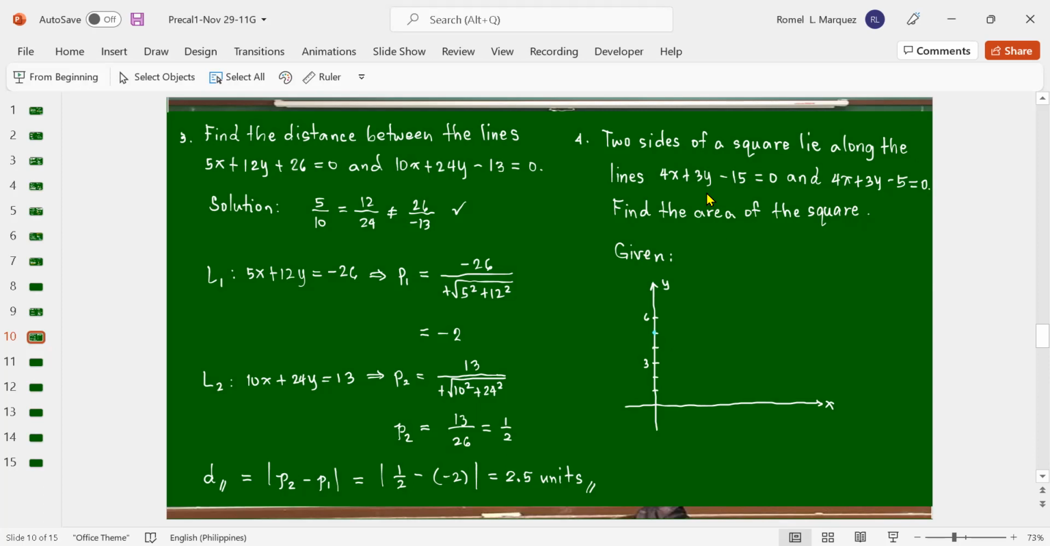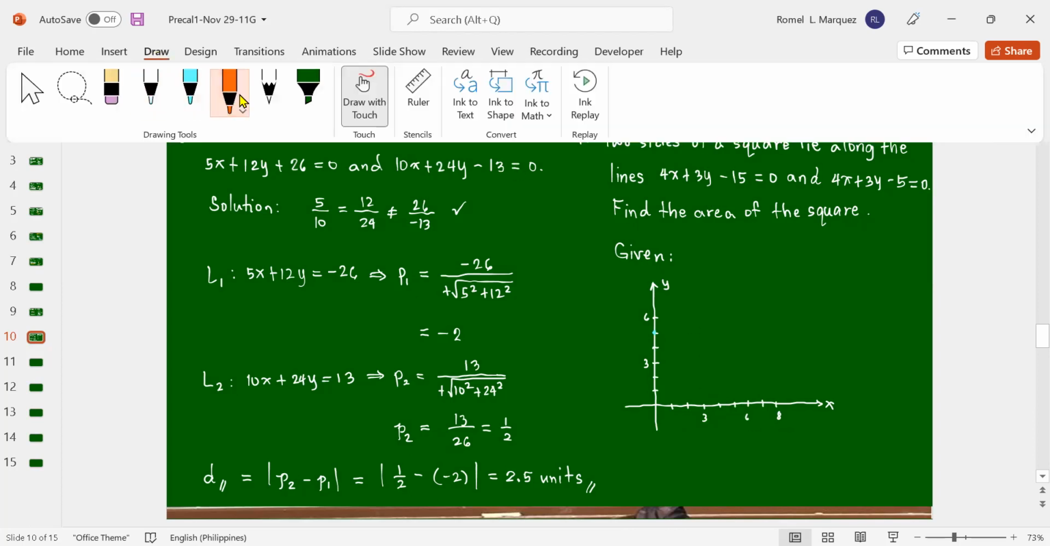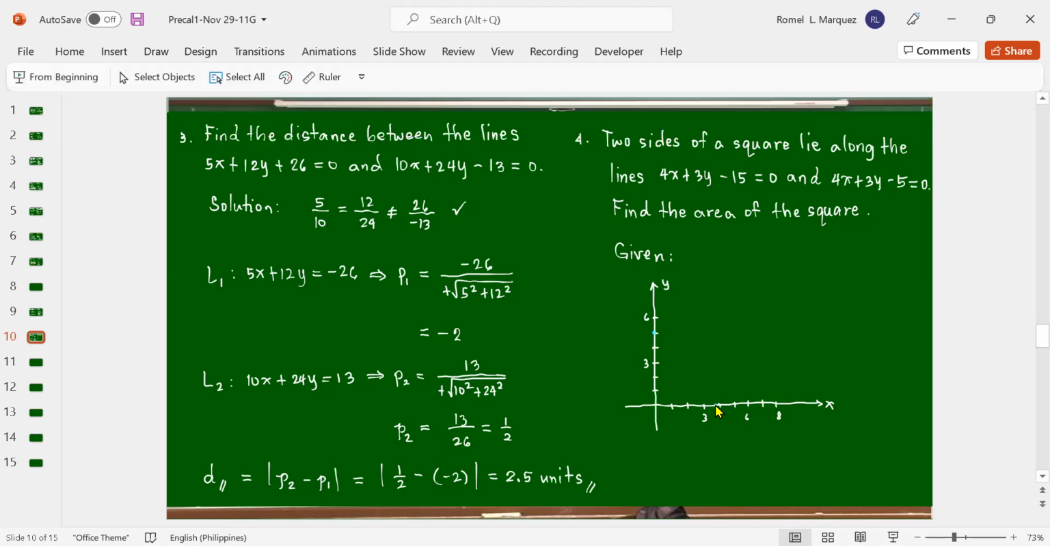What is 15 over 4? 3.75. 1, 2, 3, 4, 5, 6, 7, 8. So let's say this is 8. This is 3. This is 6. So we have 3.75 somewhere here. Okay? So this is the line.